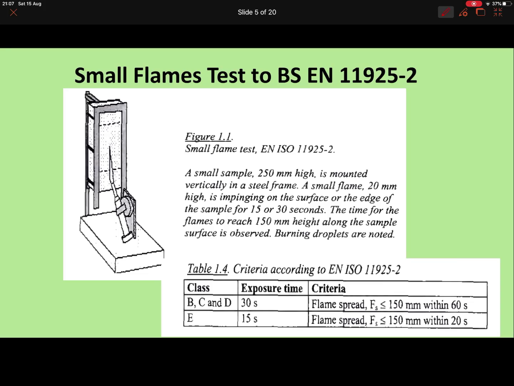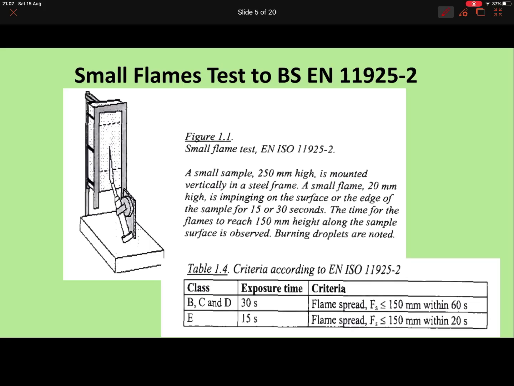And within 30 seconds of that flame being taken away, if the flame exceeds the second line, then the test is failed. It's an ignitability test. It's testing the ignitability of the product. There was a BS476 test that tested for ignitability, but it never actually found its way into the regulations. It just didn't, for whatever reason.